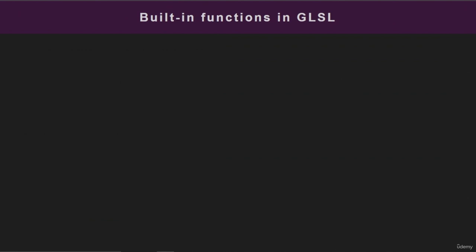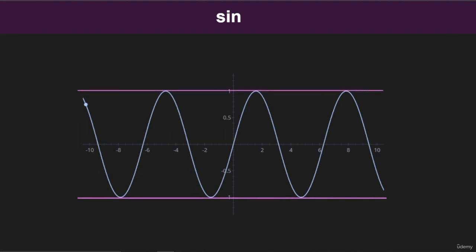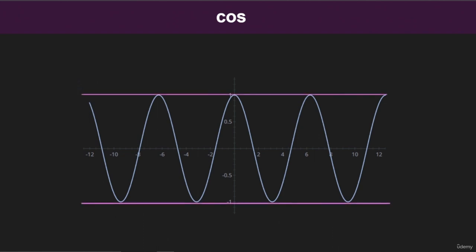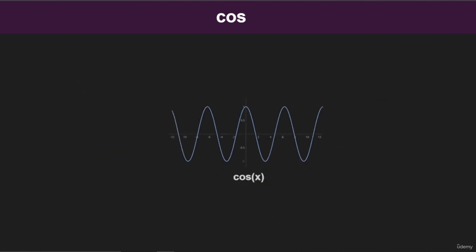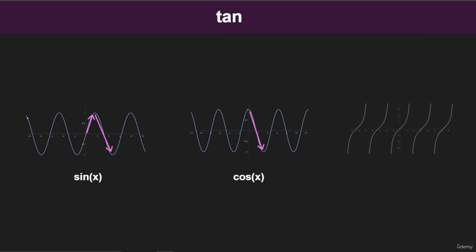And let's start with the sine function. The sine function will return a value between the negative 1 to positive 1. And the cosine function will also return a value between the positive 1 to negative 1. But the cosine function will start from positive 1, and the sine function will start from 0. We also have the tan function, which is the result of dividing the sine by the cosine.